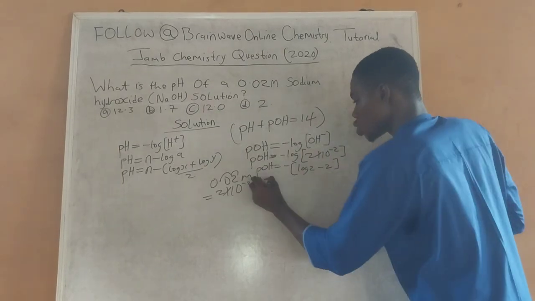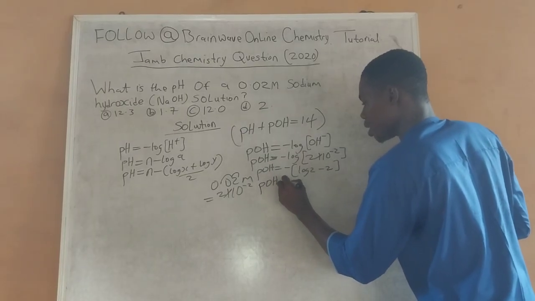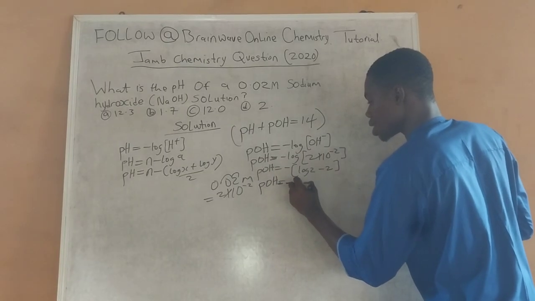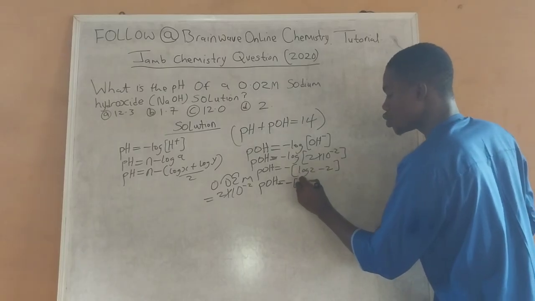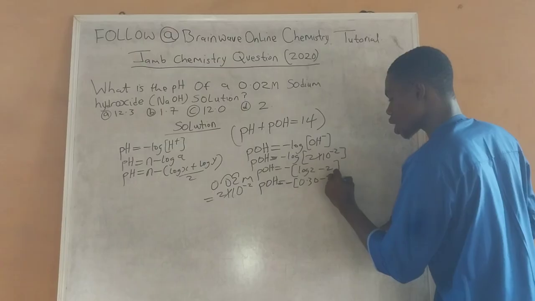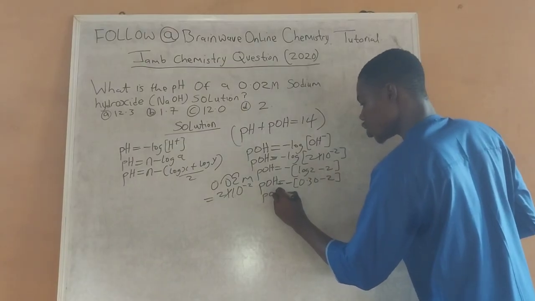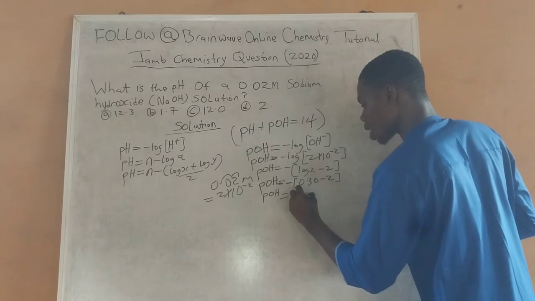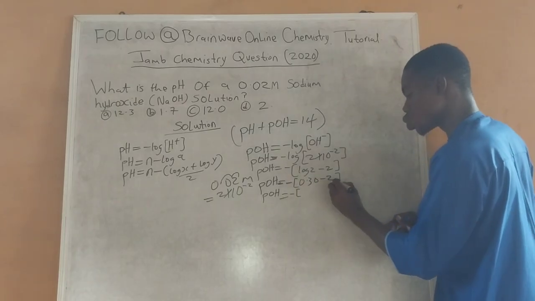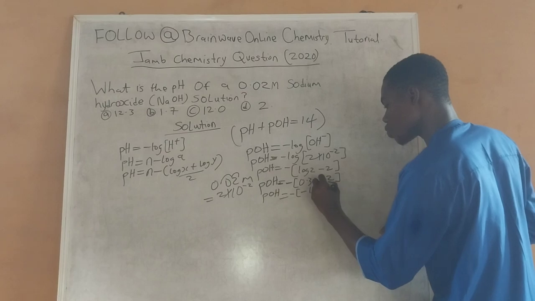So let's continue. So pOH is equal to this minus outside, open bracket. Now log 2 has the value of 0.30, minus 2. Then close the bracket. So pOH is equal to minus outside, open bracket. Now, 0.30 minus 2 will give you the answer minus 1.7.